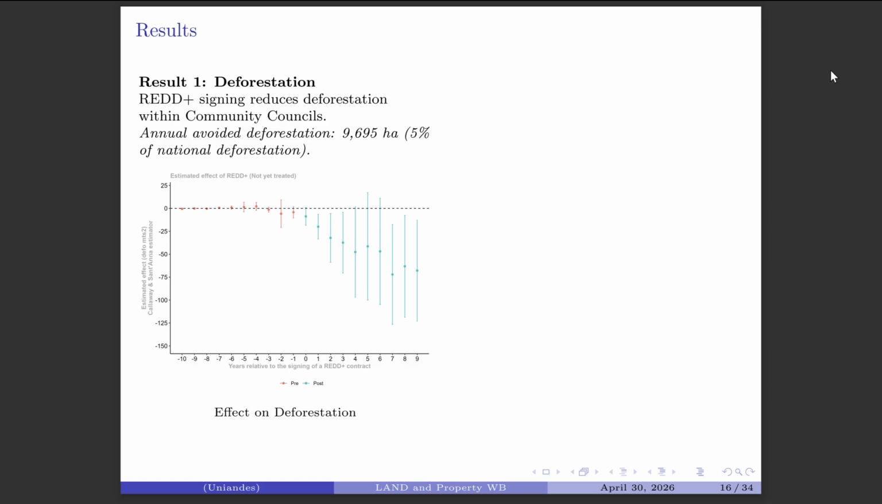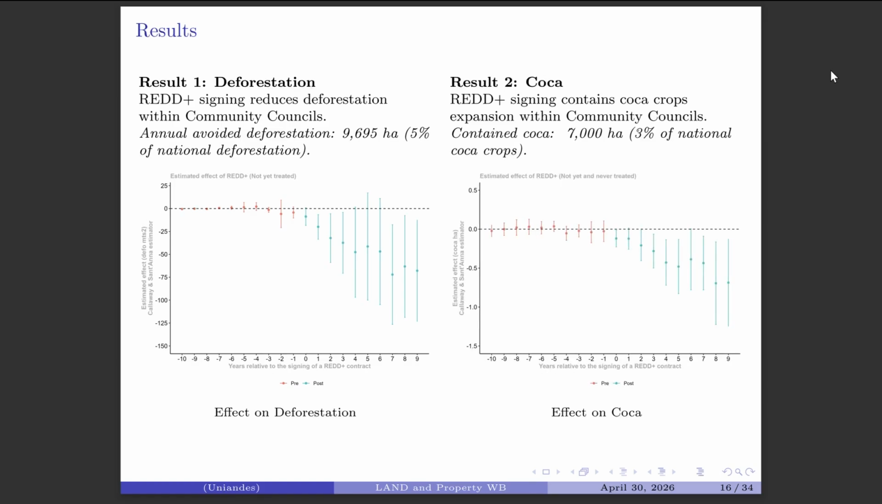Which is the economic magnitude of this effect? For deforestation, we have an annual avoided deforestation of more or less 9,000 hectares, and this implies 5% of national deforestation. And for coca crops, this reduction implies 3% of national coca crops. And here you can see all the event studies and the effects annually.